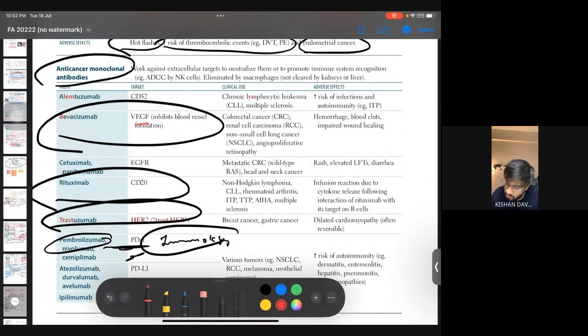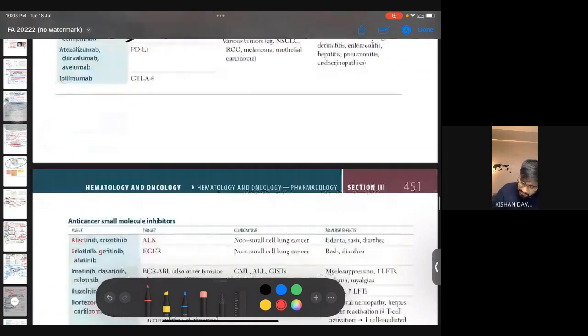VEGF will be used for angioproliferation, meaning angiogenesis. Now here CD20. CD20 will be used for CLL and non-Hodgkin lymphoma, because you have seen CD20 is a B cell marker. So wherever there is a B cell problem, CD20 will be used. Trastuzumab again dilated cardiomyopathy. They will say breast cancer, trastuzumab was given, and in the side effect, heart problems. Trastuzumab dilated cardiomyopathy. Okay. That's it.